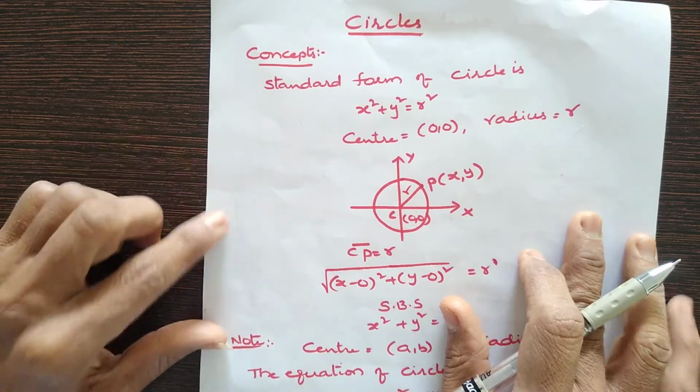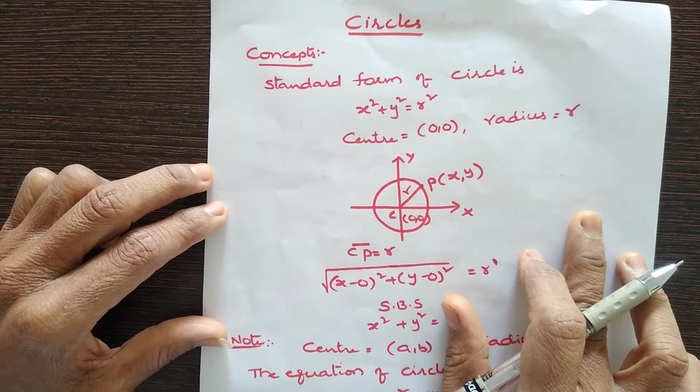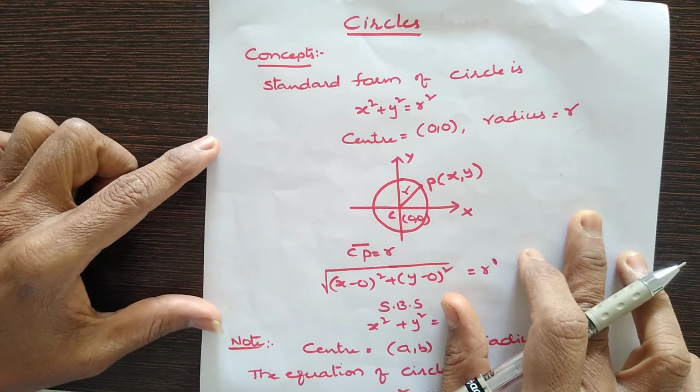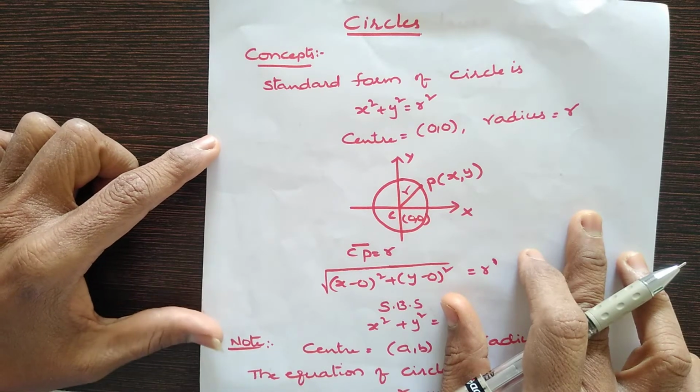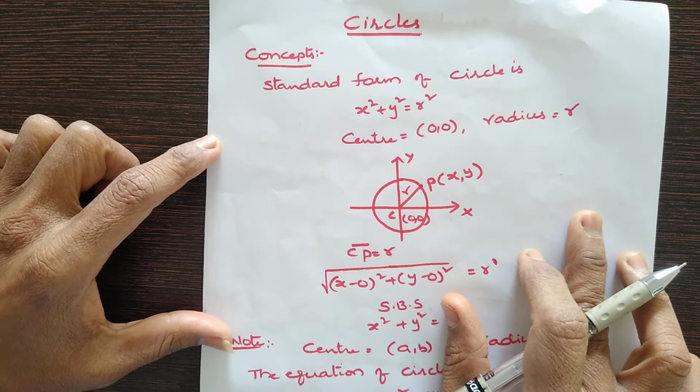Good morning, students. Today I am going to explain the circles topic. What is the definition of the circle? A circle is a set of infinite points which are equidistant from a fixed point. The fixed point is called the center of the circle and the fixed distance is called the radius of the circle.